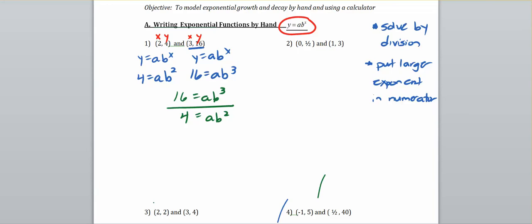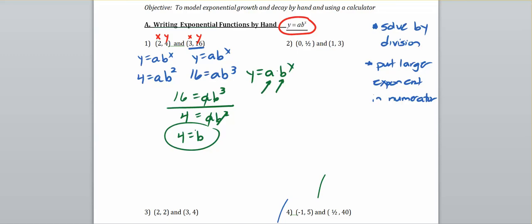What is super nice about this is that 16 divided by 4 is 4. A divided by a cancels out, and when I divide exponents, I'm really subtracting. So 3 minus 2 is 1, or you could just cancel, and now I know what my b is. My ultimate goal is to get a times b to the x with my a and b written in it. So right now I've got my b, but I've got to find my a.